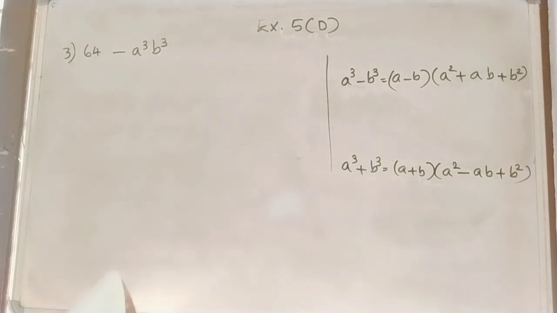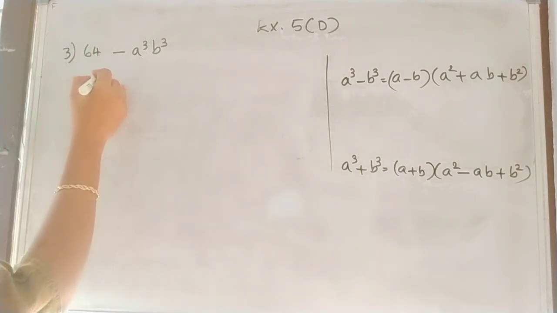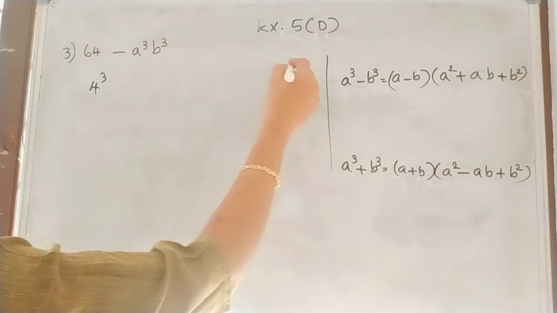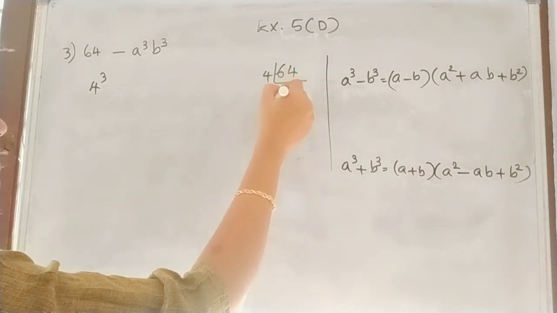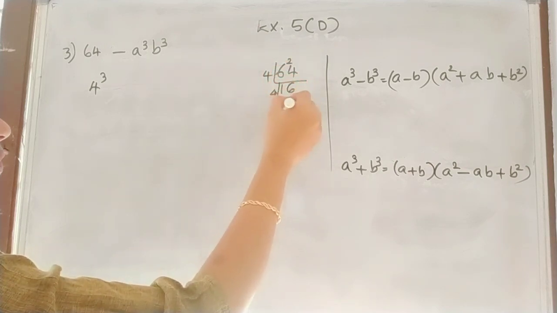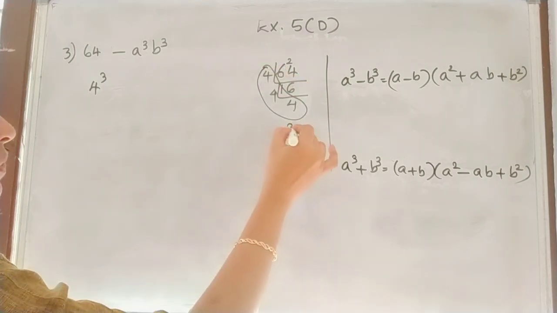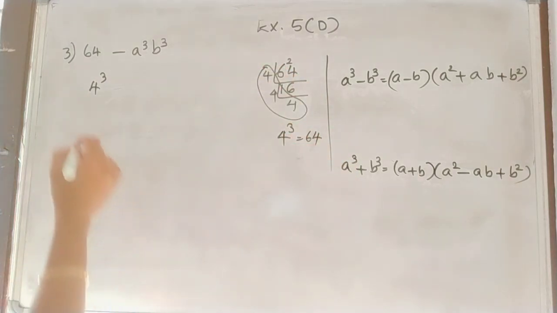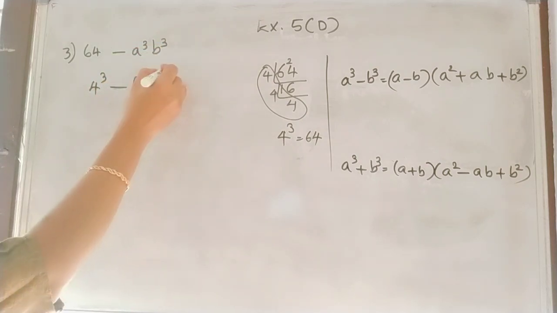Third question, 64 minus a cube b cube. 64 is what? 4 cube. We can factorize 64: 4 ones are 4, balance 2, 6 fours are 24, again 4, 4. So 64 means 4 cube. 4 cube minus a cube b cube, we can write it as (ab) the whole cube.